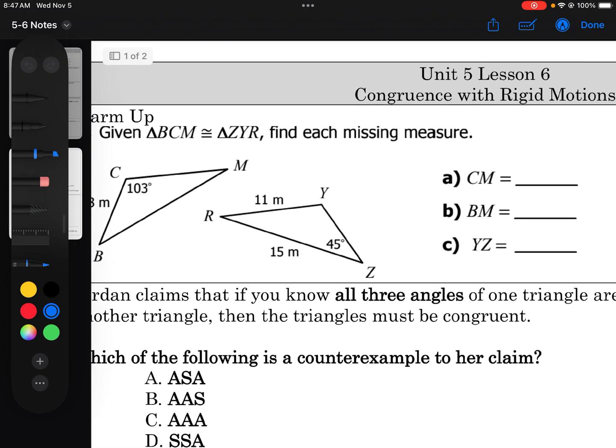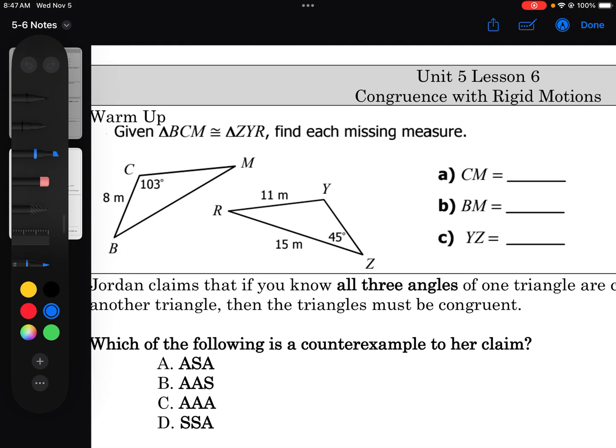Okay, in the warm-up, we are given that triangle BCM is congruent to triangle ZYR. We need to find each missing measure angle. Remember, yesterday we learned CPCTC, which means that corresponding parts of congruent triangles are congruent. Watch yesterday's video on Unit 5, Lesson 5 for more information on that.